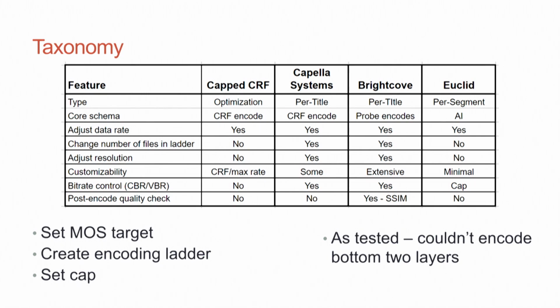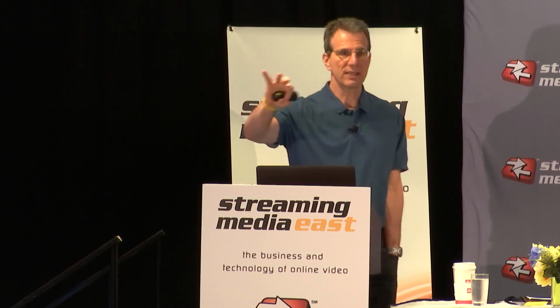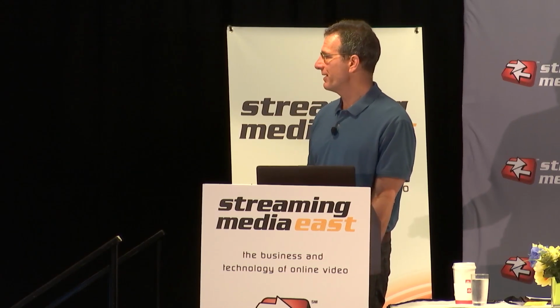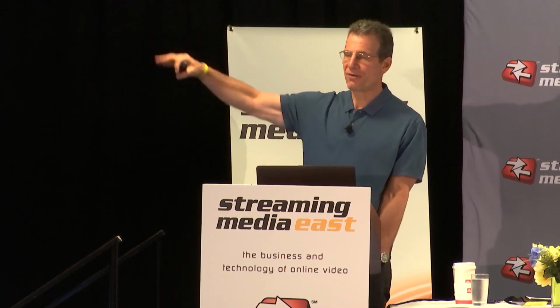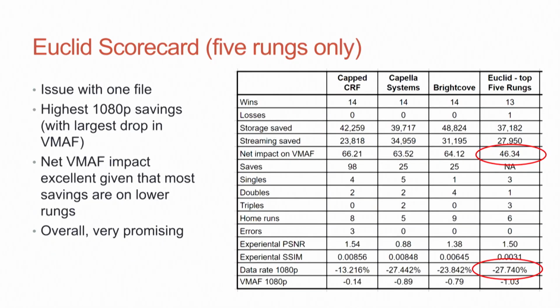Things they don't do, they don't adjust the number of files in the ladder. They don't adjust resolution. Minimal customizability. You build the encoding ladder you want, you set the MOS score, and then that's all you can control. There is bitrate control, but only in a cap, so you're going to see a lot of stream variability within the streams. There is no post-encode quality check. How did they do? They did really, really well.